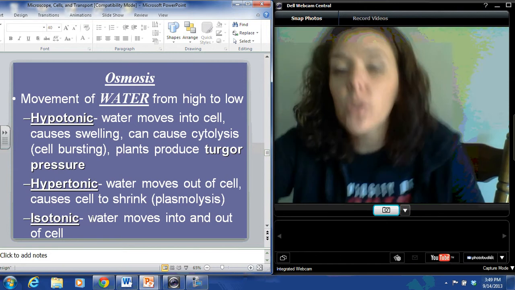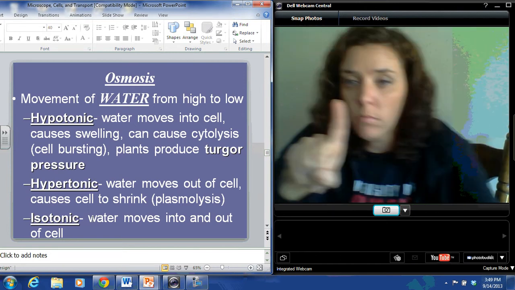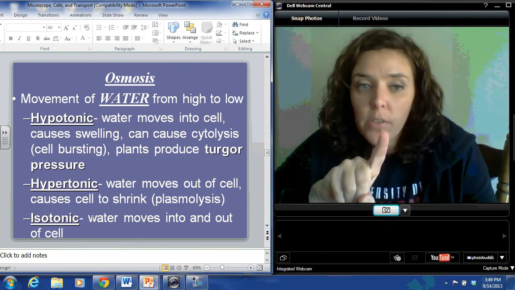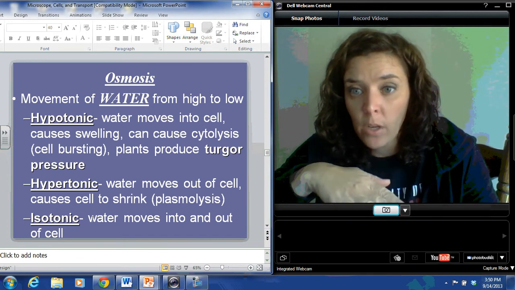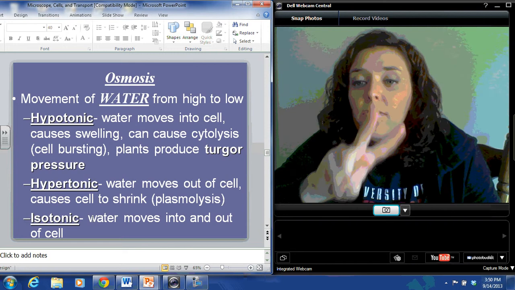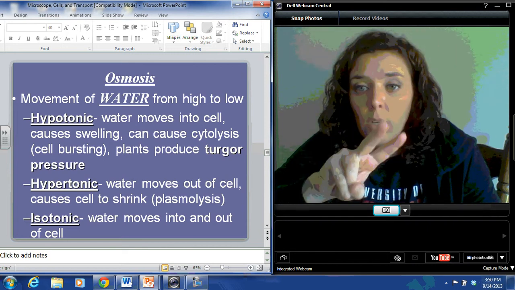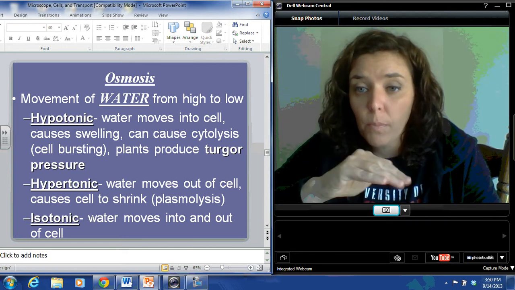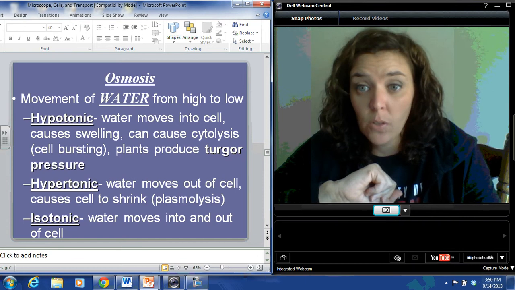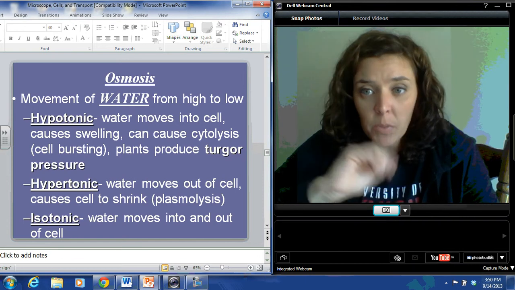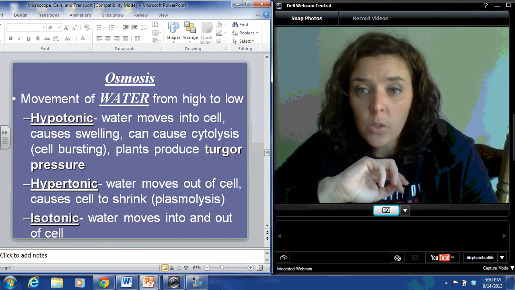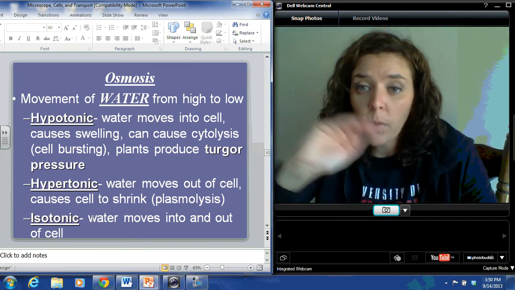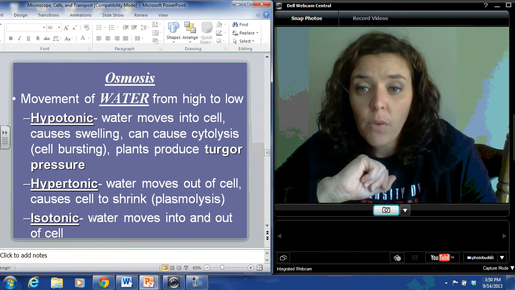So let's go through it one more time. So you have simple diffusion, over here. Simple diffusion, where molecules just move straight across the membrane from high to low, no energy required. Then you have facilitated diffusion. Molecules move from high to low, but they need a transporter, a protein carrier. Still moving high to low, no energy required. And then your third type is osmosis. Osmosis is still movement from high to low, but it's in reference to water.